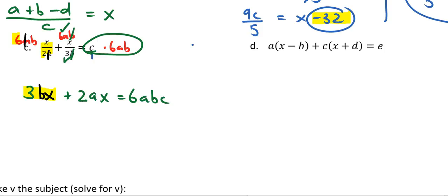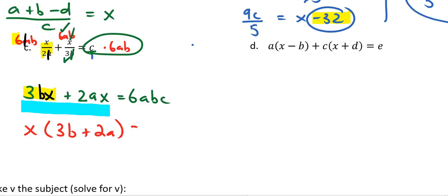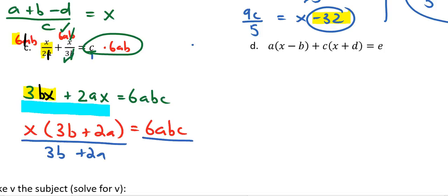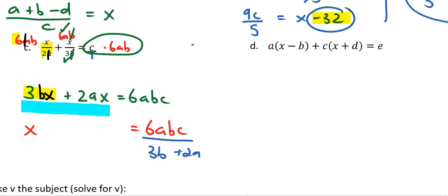Now, if I look at these two terms in blue, both of them have an x term, so I can factor out the x. So that'll be 3b plus 2a equals 6abc. I factor out the x there, and then I can divide both sides by the 3b plus 2a. Those will cancel, giving me just the x. So I'll move the x over here now, so x equals 6abc divided by 3b plus 2a.